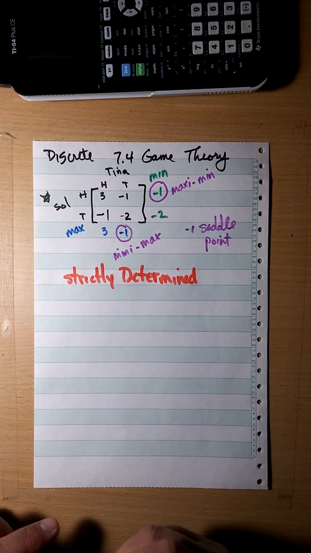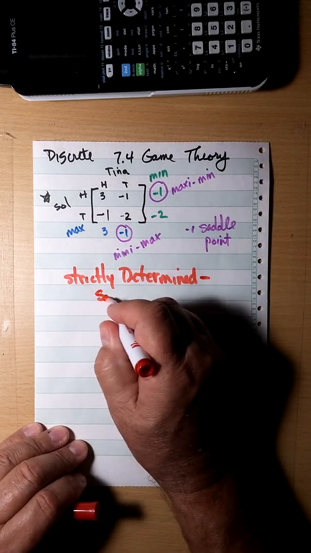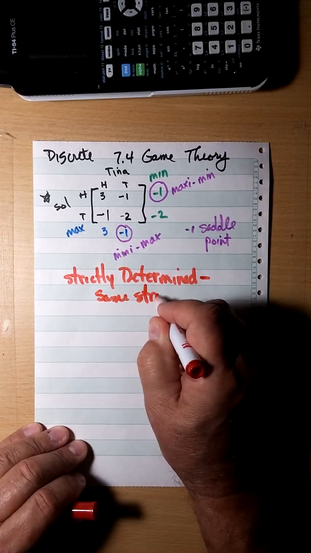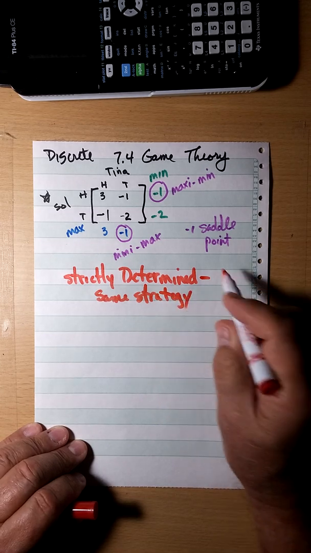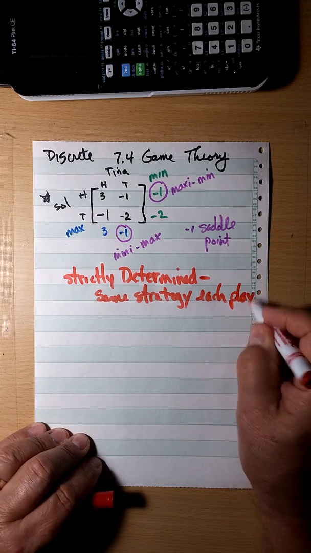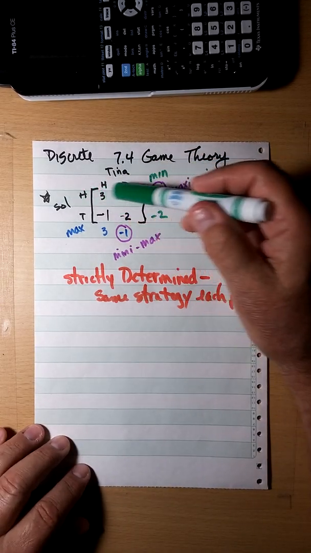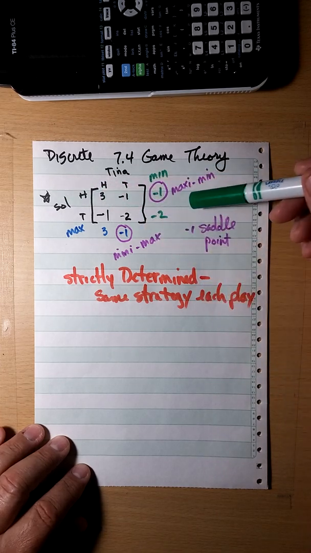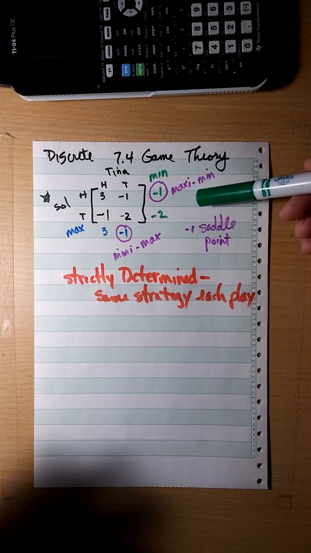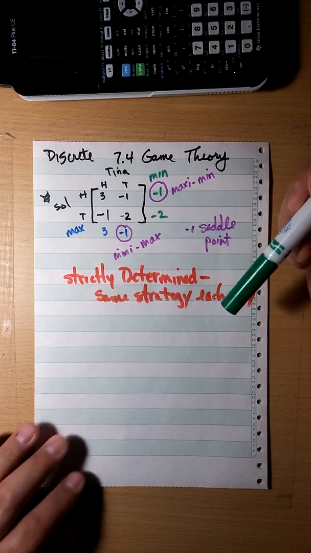What does strictly determined mean? Well, use the same strategy every time for each play, so to speak. So you know what to do every single time. For Saul, he should always choose heads. Remember, you get to choose, you don't flip it. And for Tina, she should always choose tails.